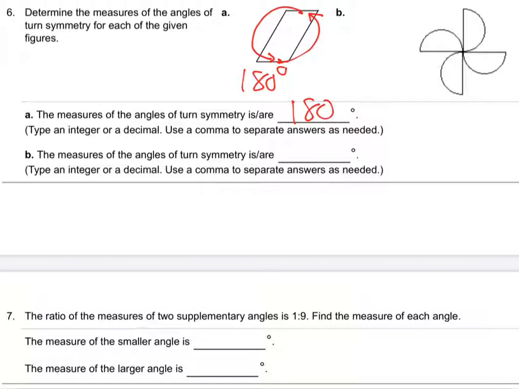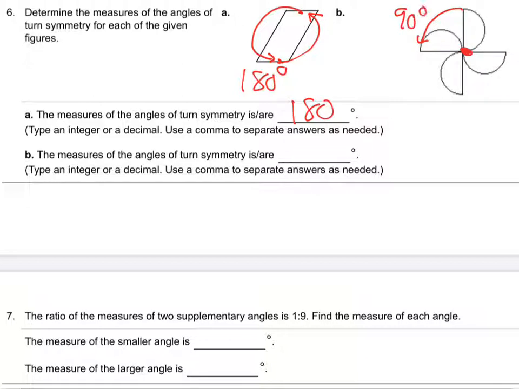So symmetry means same, right? S-Y-M in front of a word means same. So it'll look the same if you turn it 180 degrees. How about part B? How far can we rotate this shape over here? If this part goes to there, a quarter turn, it'll look the same. So that's how far?